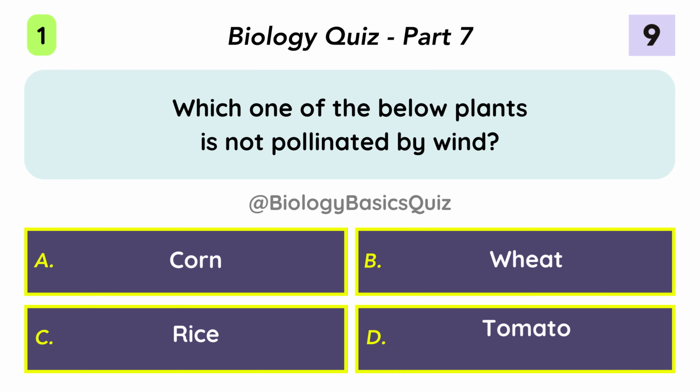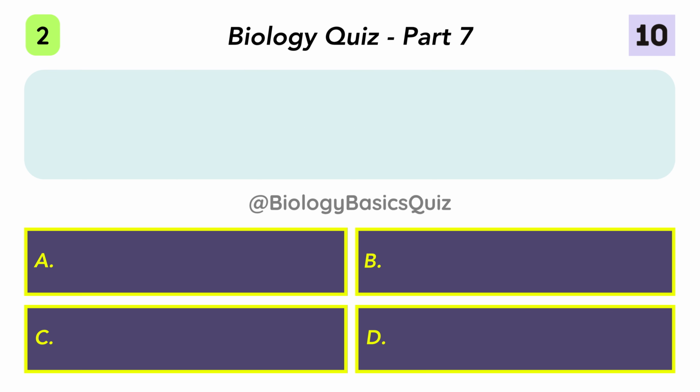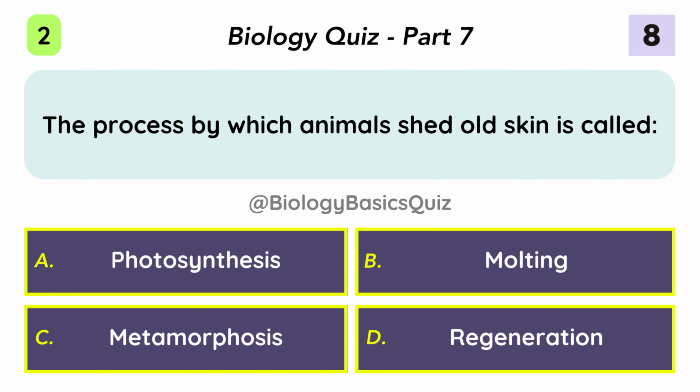Which one of the below plants is not pollinated by wind? Tomato. The process by which animals shed old skin is called molting.